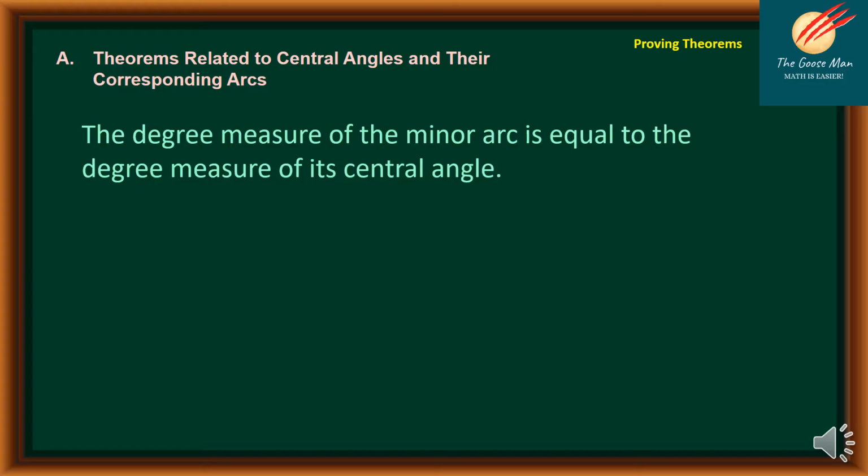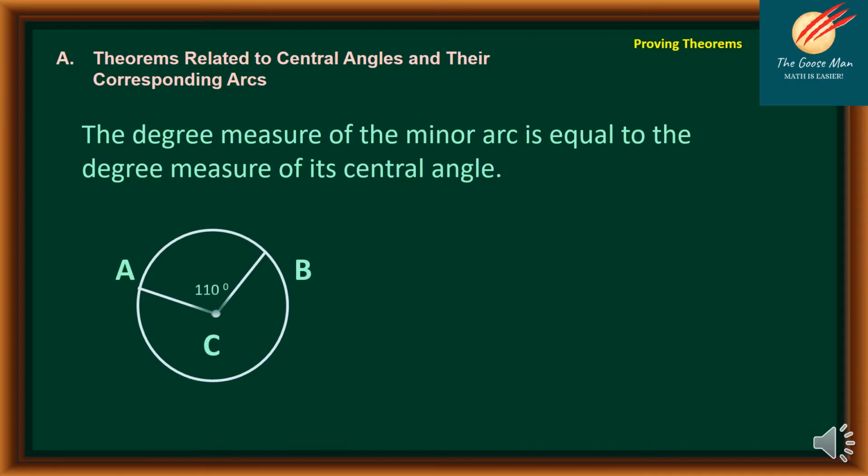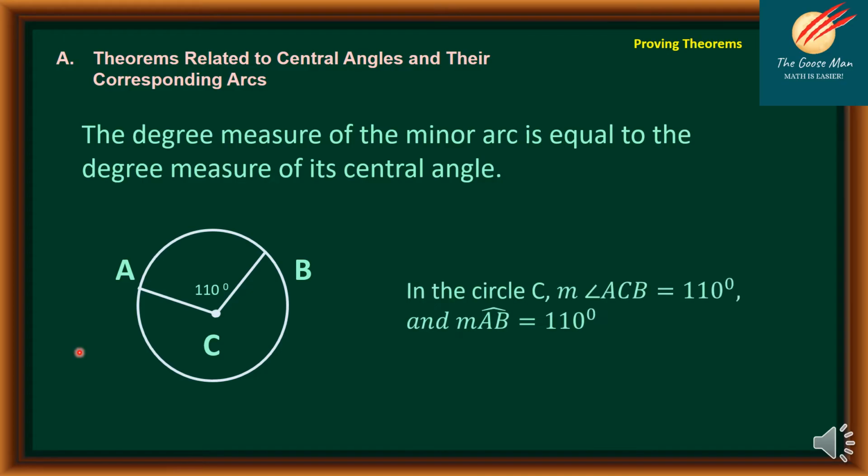So let's have the first topic, that is theorems related to central angles and corresponding arcs. Let's review first some definition of terms. The degree measure of the minor arc is equal to the degree measure of its central angle. Say for instance we have this illustration. In circle C, the measure of angle ACB is equal to 110 degrees, and the measure of arc AB is equal to 110 degrees as well.